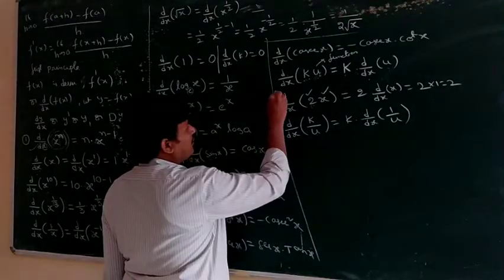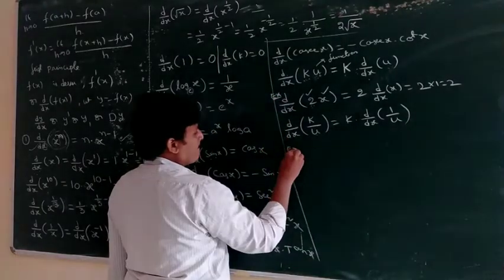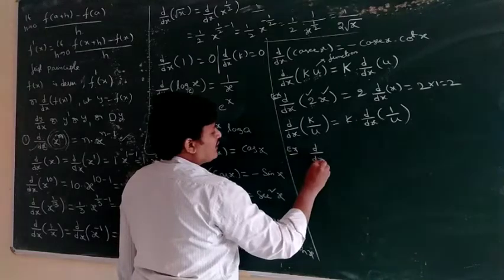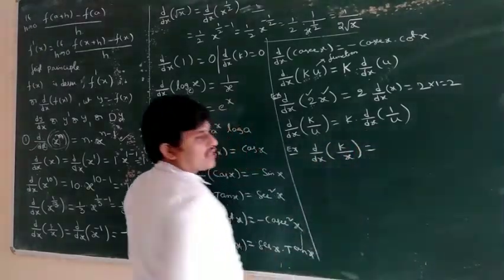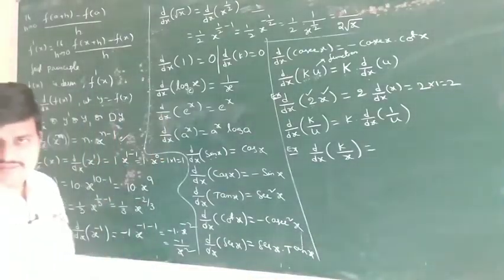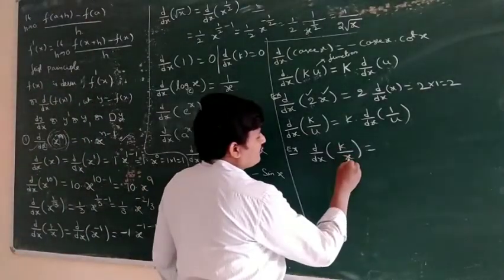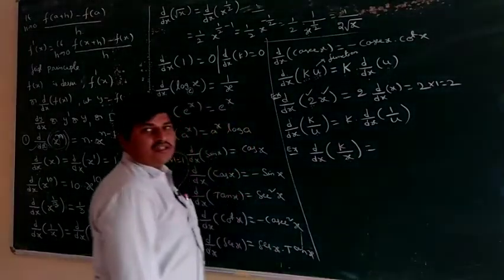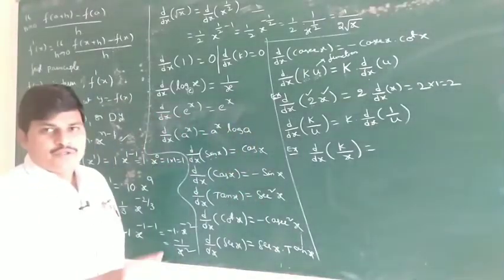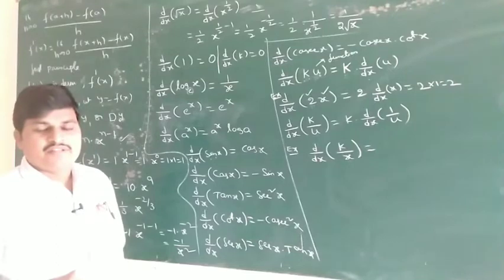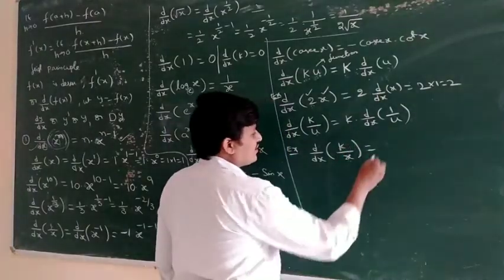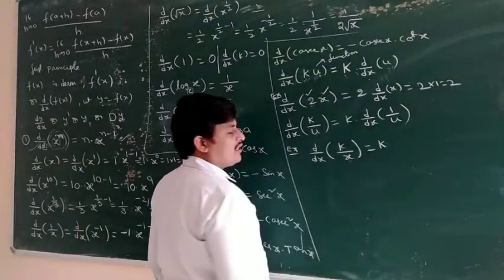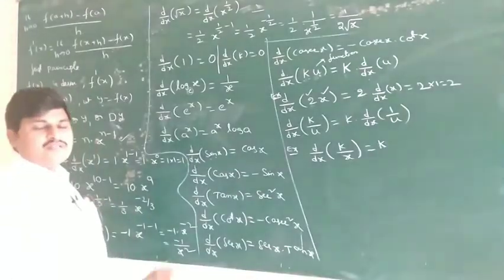One example, d by dx of k by x. So k by x, the constant's derivative is 0 and the derivative of x is 1, so it is not correct, okay. The derivative of u by v is not the derivative of u by the derivative of v, okay.